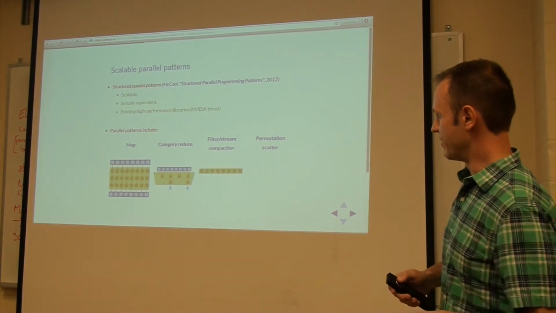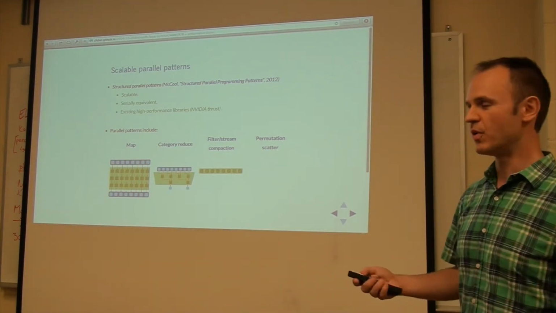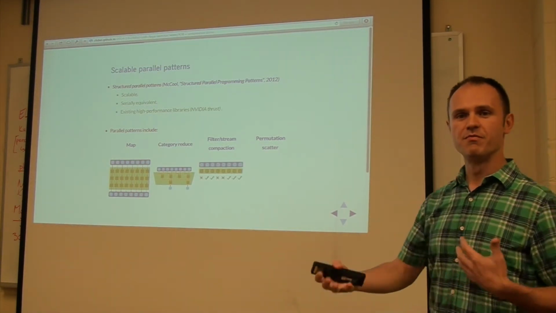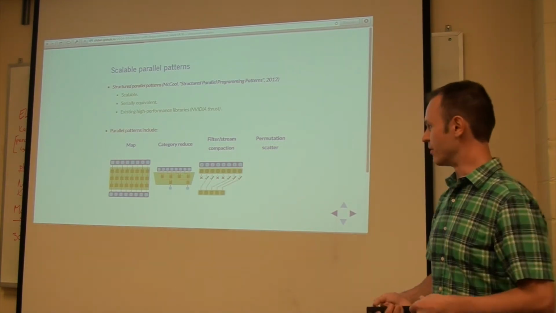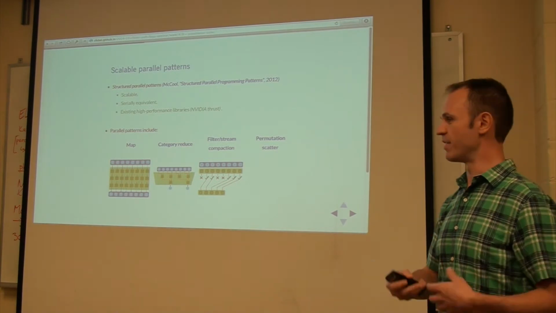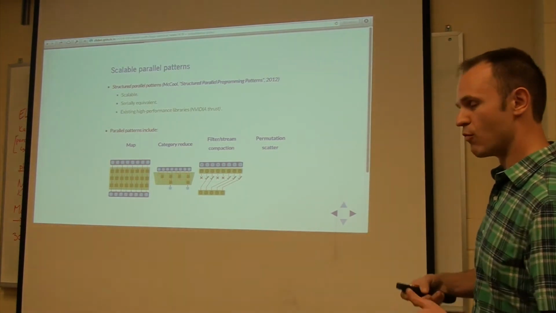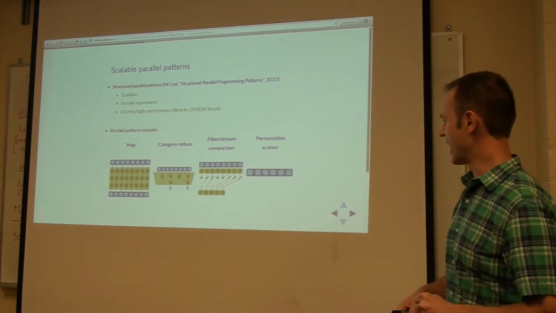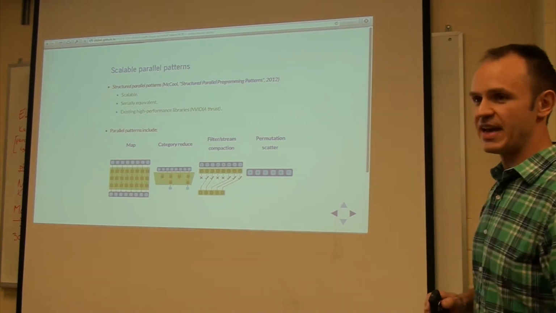The next pattern is filtering or stream compaction, and the idea here is to take an input list, apply some type of mask to it, and then collect only the items of interest. So we could, for instance, collect the blocks that are moving within this iteration. And lastly, there are more patterns, but this is the last one we'll look at, because these are the main ones used in our approach: permutation scatter.